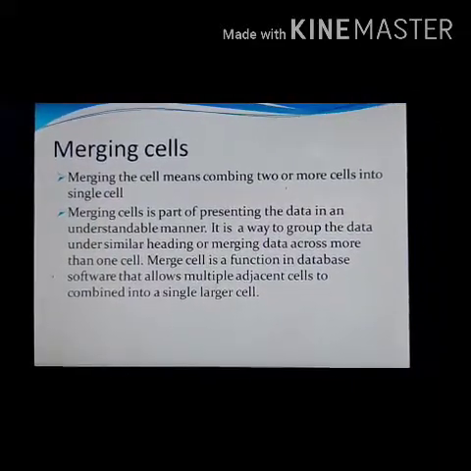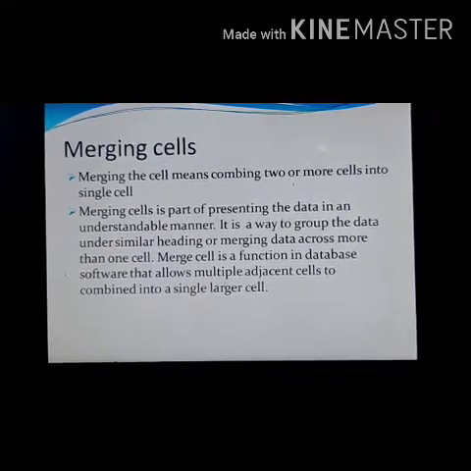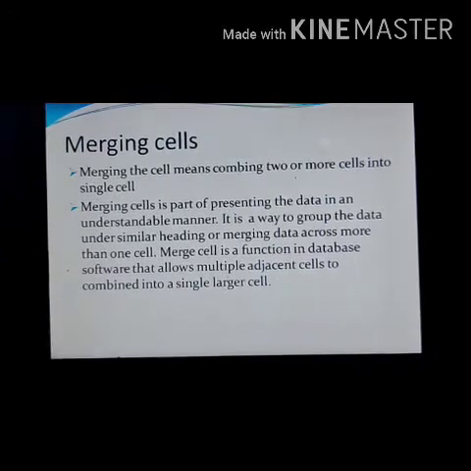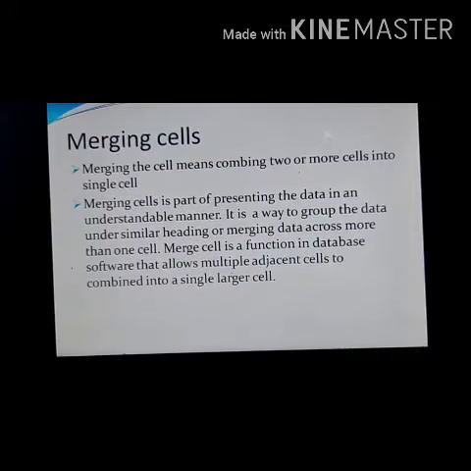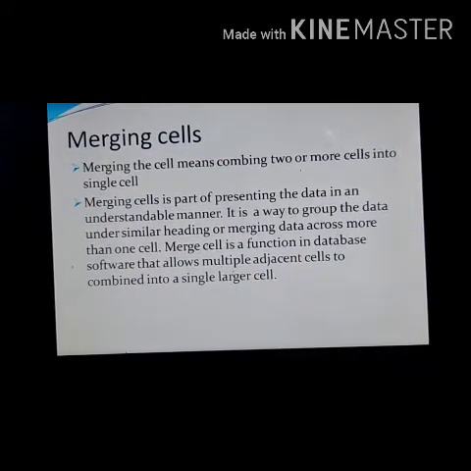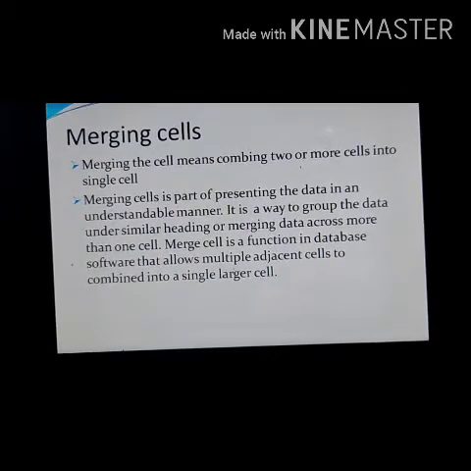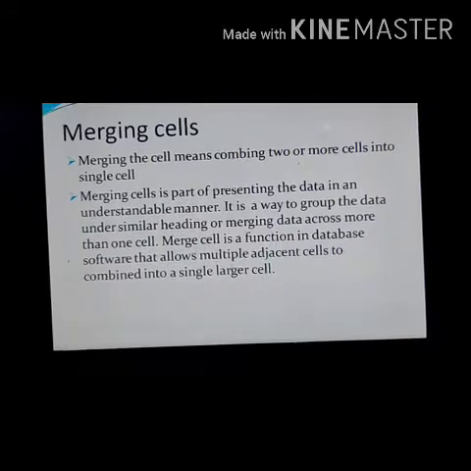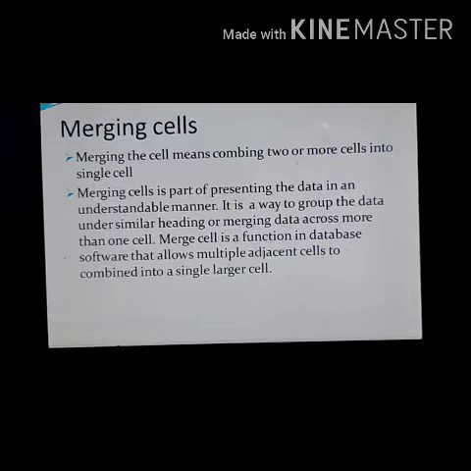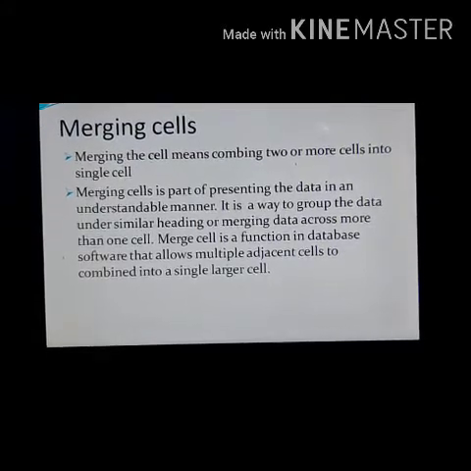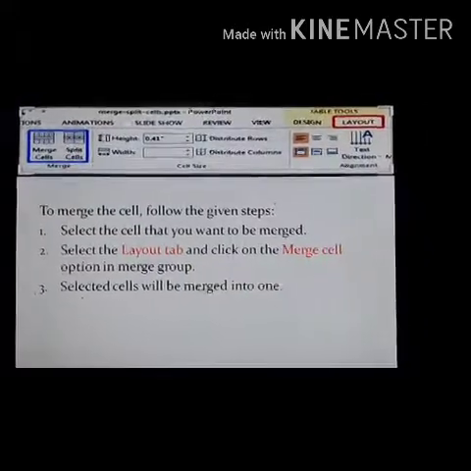Next topic is merging the cell. Merging the cell means combining two or more cells into a single cell. Merging cells is part of presenting the data in an understandable manner. It is a way to group the data under a similar heading or merging data across more than one cell. Merging cells is a function in database software that allows multiple adjacent cells to combine into a single larger cell.